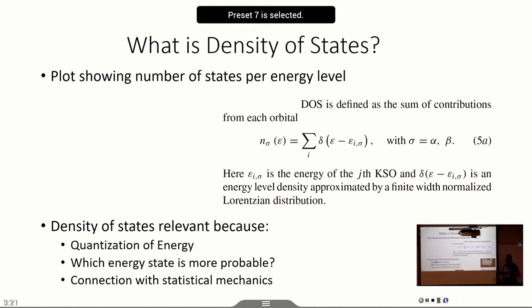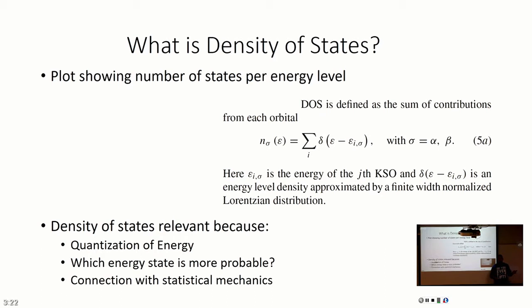Density of states is basically a plot showing the number of states per energy level, or energy interval. And this is an equation showing the mathematical definition of a density of states. Now, why is density of states relevant? If we remember in quantum mechanics, which is part of what we're studying, energy is quantized and discrete. In regular classical mechanics, energy can go from like 0.001 and then gradually increase or decrease. But in quantum mechanics, energy jumps straight from one energy level to another. There's no in between.